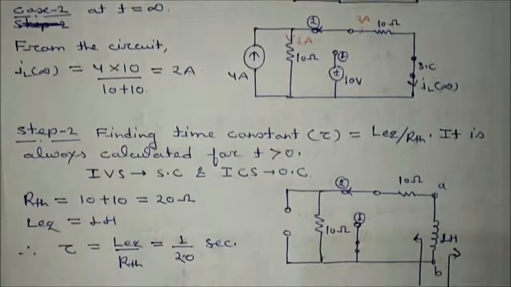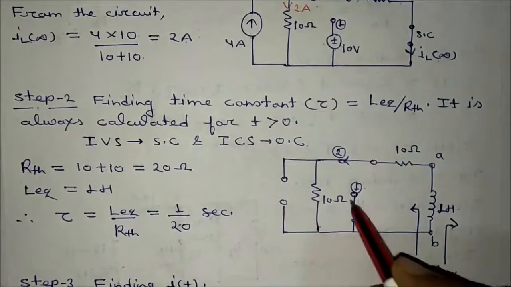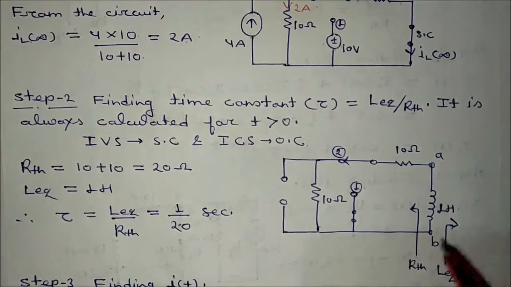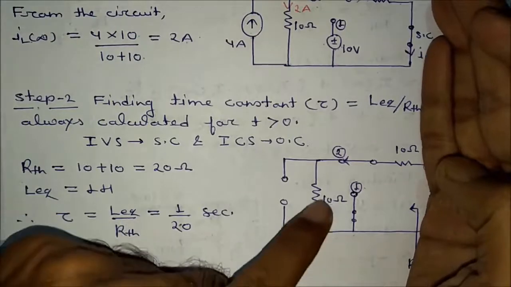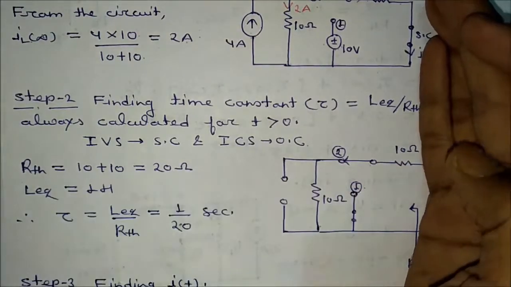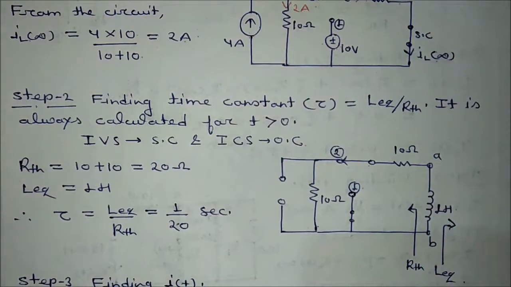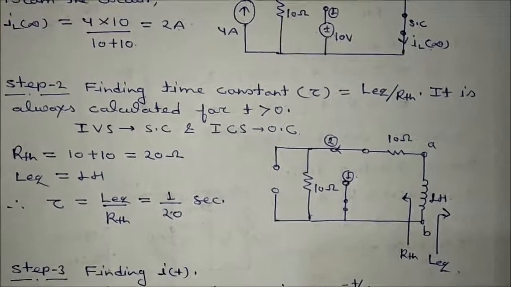So how will this circuit look? This is open, this is shorted, this is position 2, this is L. Now find the RTH from here. You can easily see this 10 and this 10 are in series, so RTH is equal to 20. If RTH is equal to 20, and L equivalent is already given as 1 Henry, so tau is equal to how much? 1 by 20 second.